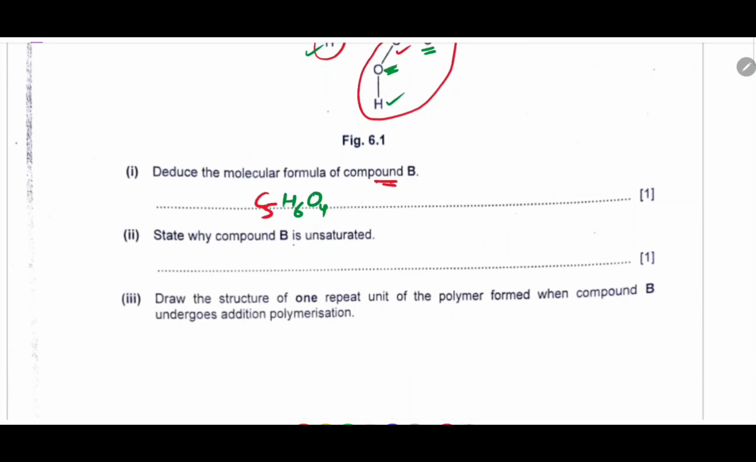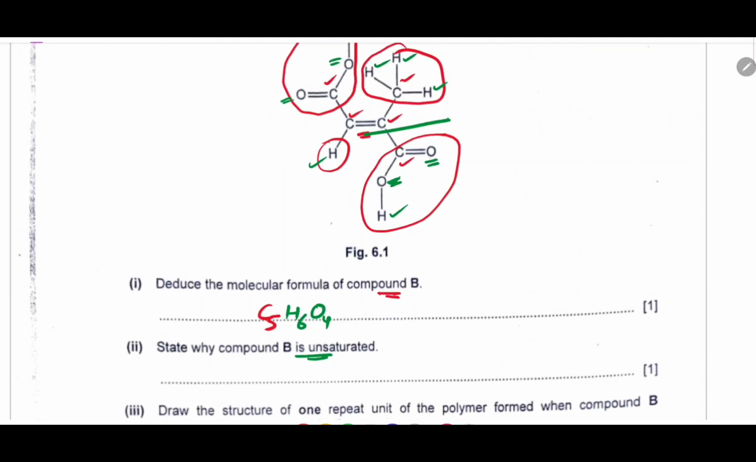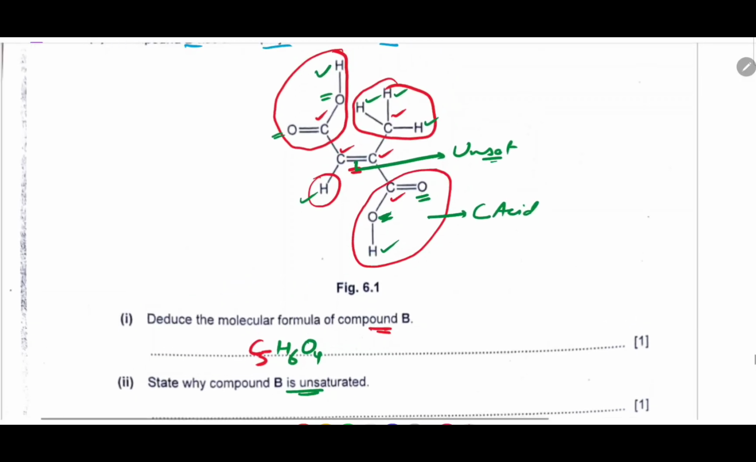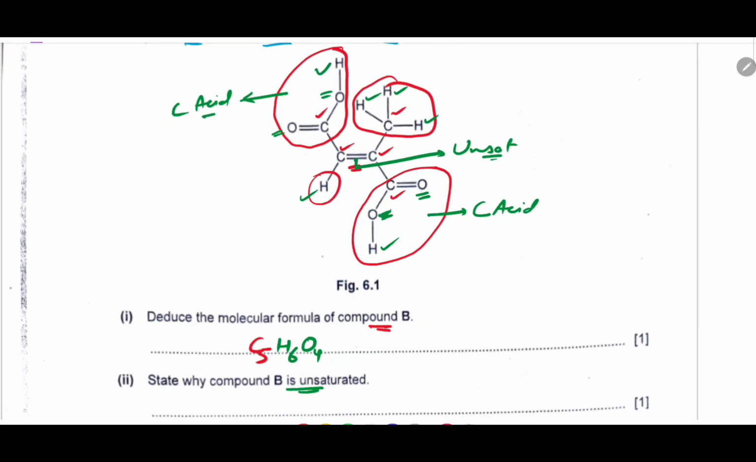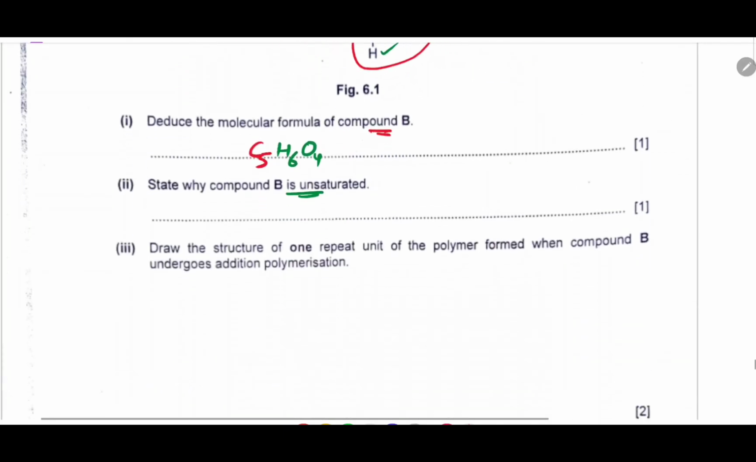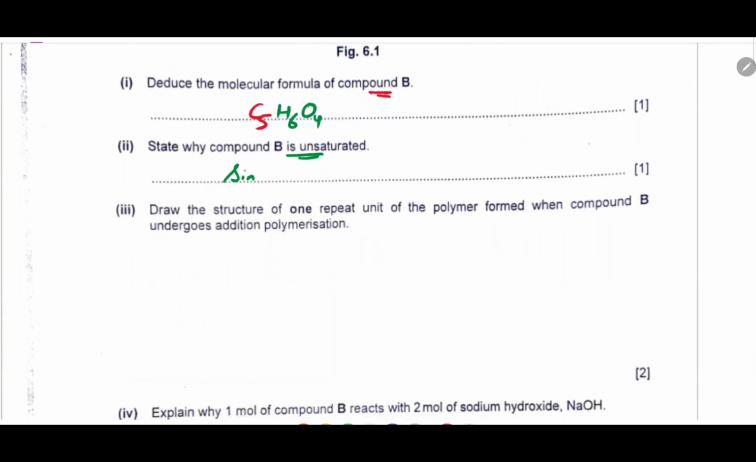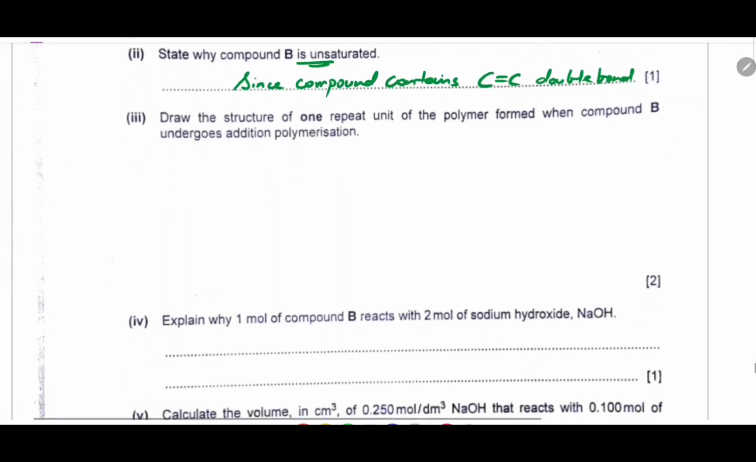Now, state why the compound is unsaturated. Since it contains double bonded carbon atoms, and these double bonded carbon atoms tell about the unsaturation. And these are what? These are carboxylic acid groups. This is also a carboxylic acid group. They are not telling about unsaturation. The double bonded carbon atom is telling about unsaturation. So why is it unsaturated? Since the compound contains a C=C double bond, carbon atoms with a double bond.